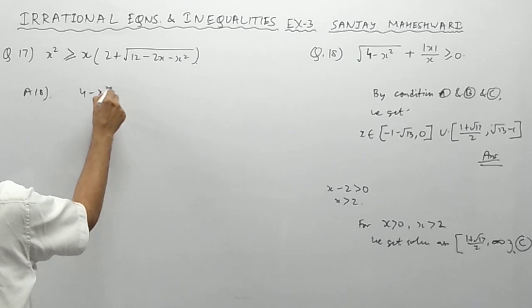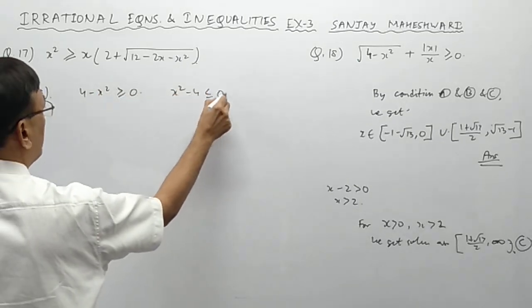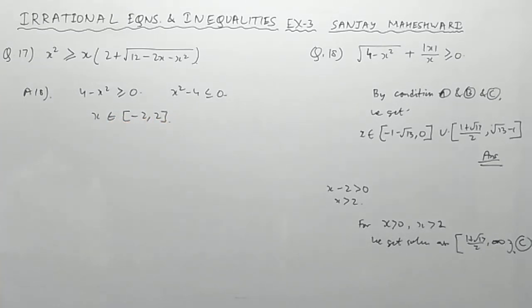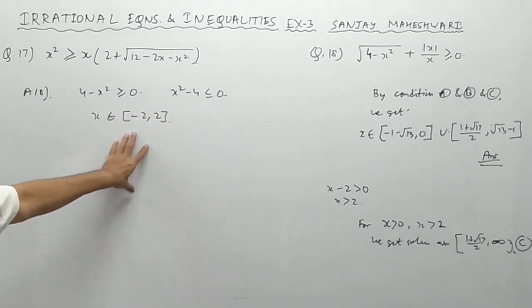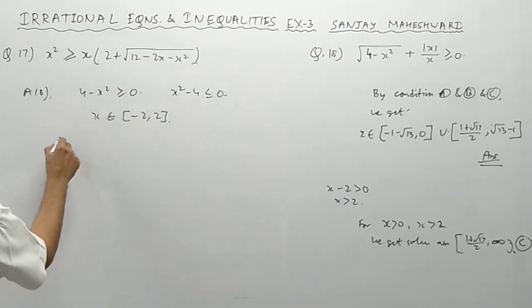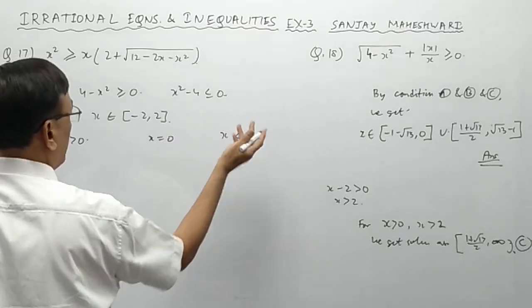4 minus x square should be greater than or equal to 0. Therefore, x square minus 4 less than or equal to 0, so x belongs to minus 2 to 2. This sum can only be solved if we give inputs from minus 2 to 2, nothing else. So let us see what happens if x is greater than 0, x equal to 0 and x less than 0.